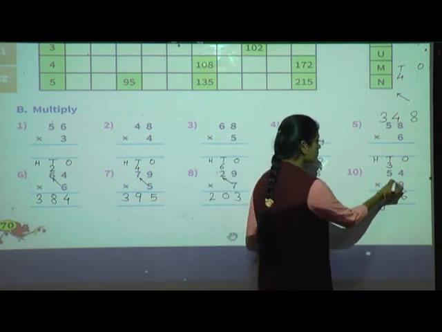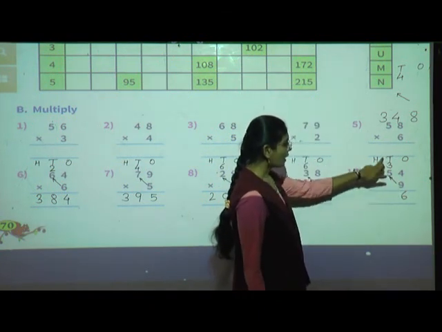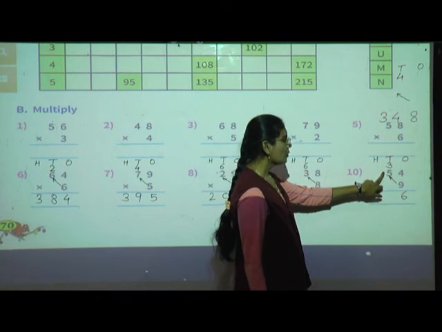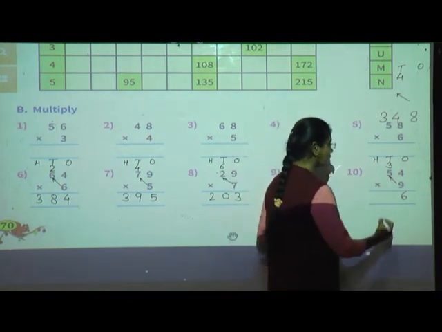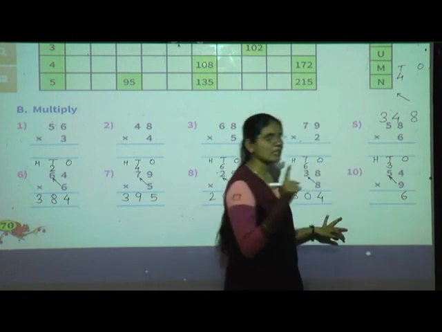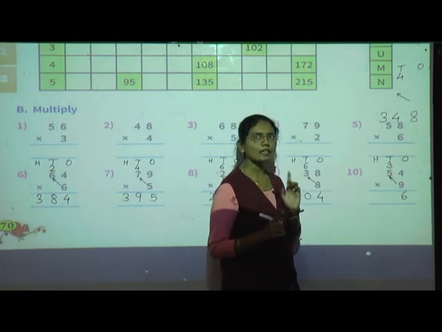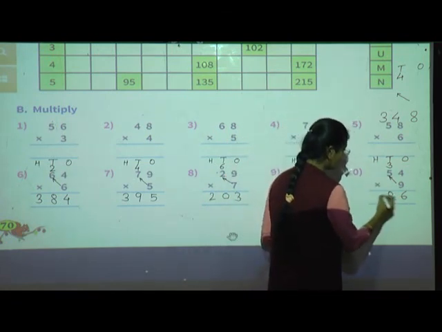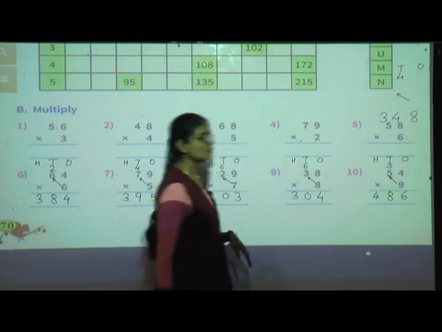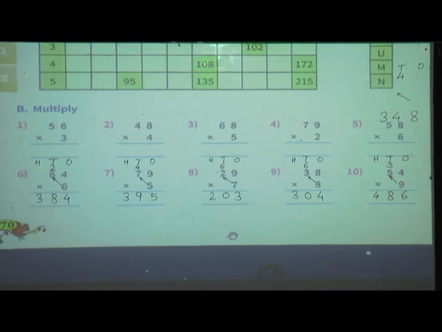Okay. Then see this 9 into 5 tens. 9 fives are 45 plus this 3. 45 plus 3 is 48. Now 48 tens is equal to what? 400s and 8 tens. So at tens place what we will write? 8 and at hundreds place we will write 4. Okay. So what is the answer? The answer is 486.